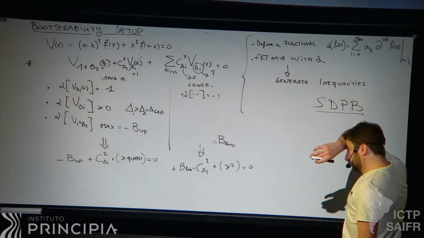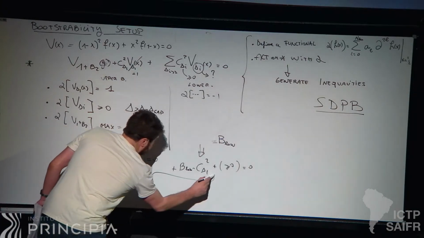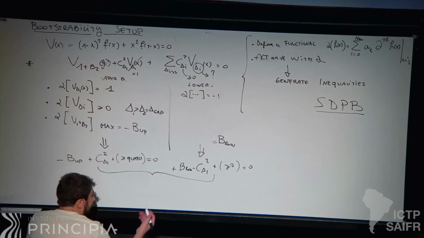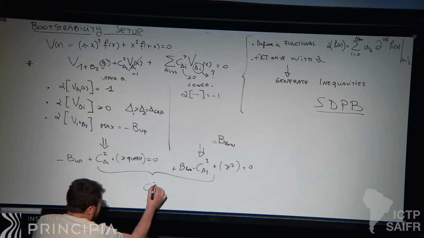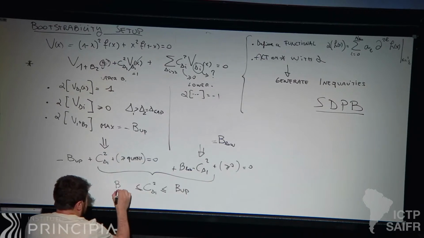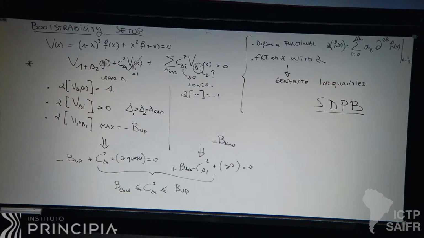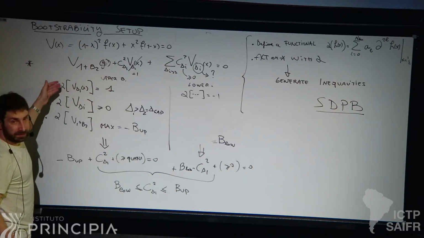Okay? Cool. Then we put everything together, and those two equations are actually defining an inequality. C delta 1 square has to be less than or equal to B up, but bigger than B low. And that's it. So we define the bound. Which is the most important quantity here in all this business? It's the functional. So what is STBP actually doing? It computes the functional. So we have to expand in derivatives, discretize the blocks, etc. But the point is computing the functional.